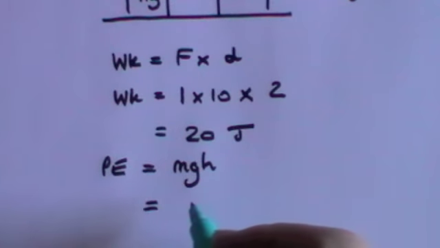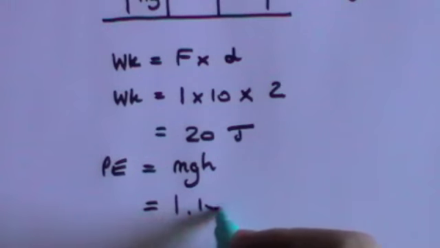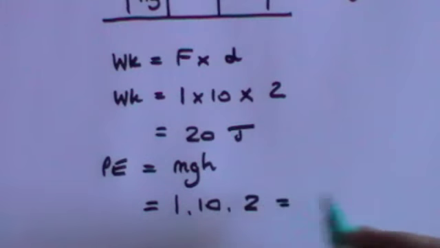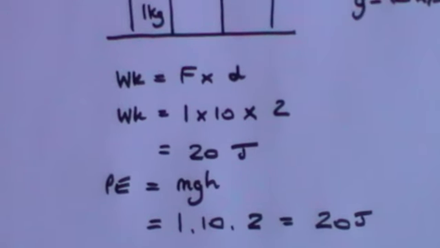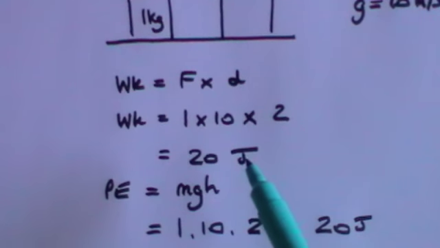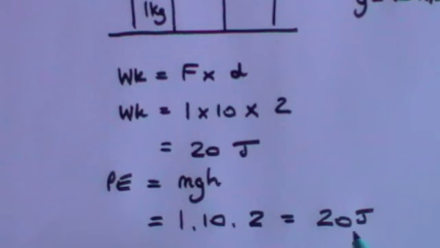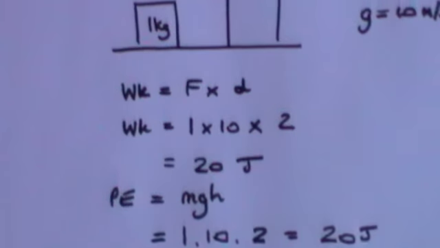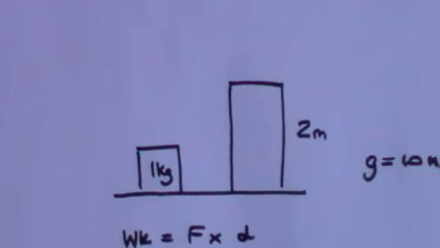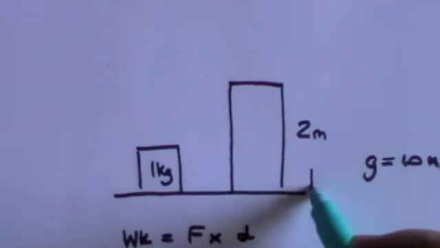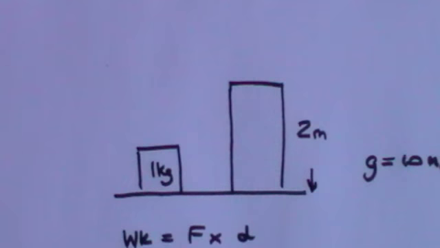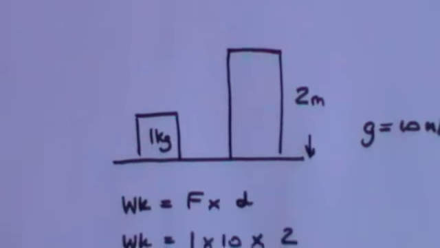And m was 1 kilogram, g we said was 10, h was 2, so that's 20 joules. And that makes sense. You had to do 20 joules of work in order to give the block 20 joules of energy. Now the second part of the question: suppose the block, which is now on top of the table, falls off and hits the floor.